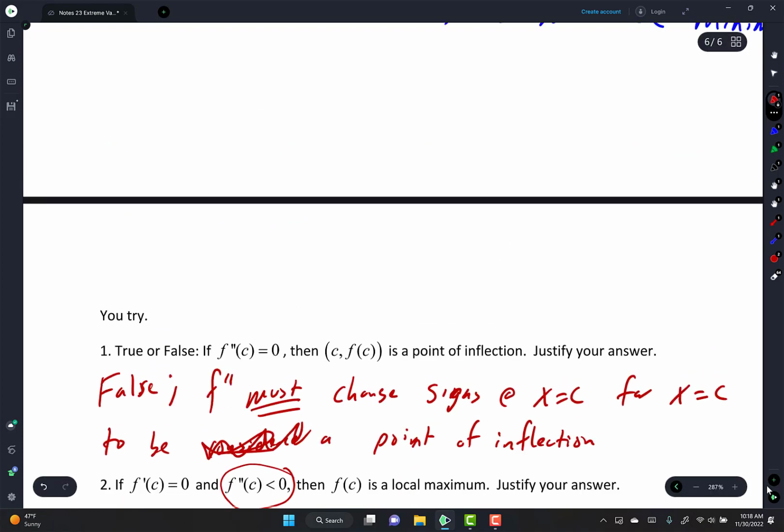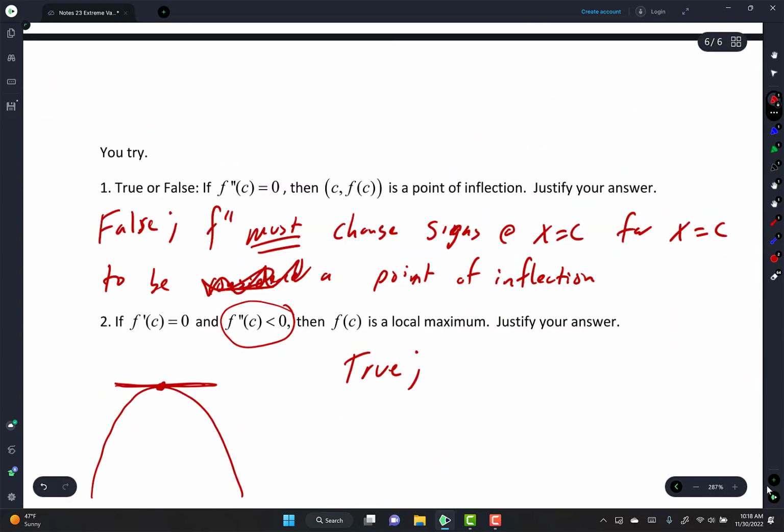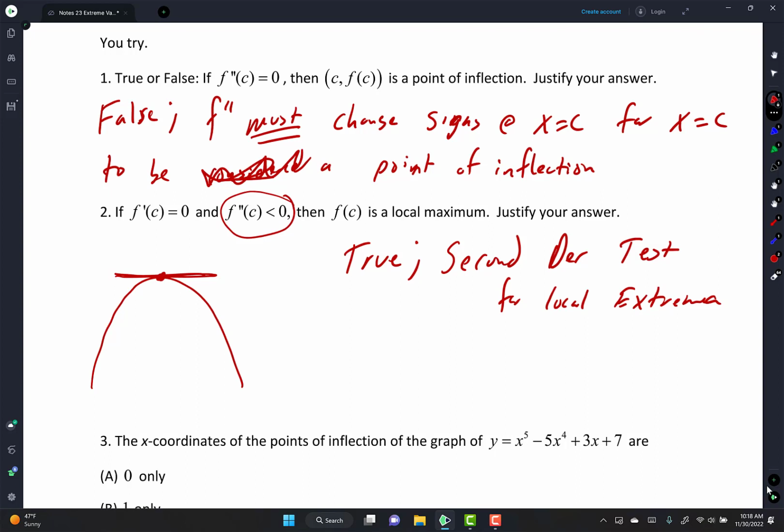This is the second derivative test for local extrema. Everything's local. It's not always absolute, but that's the justification. That is my second derivative test.